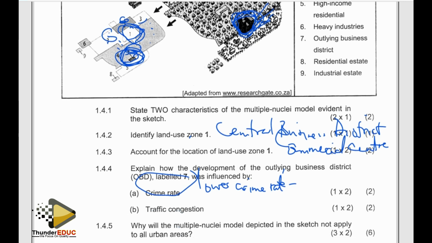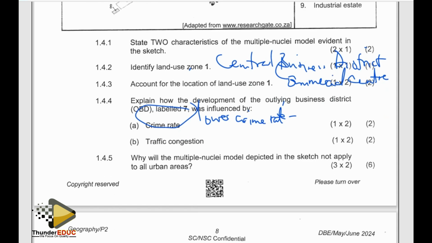And if we check also, let's go to traffic congestion. How do we relate traffic congestion to the development of this urban outlying business district? Here there is less traffic congestion. Why is it that there's less traffic congestion in the outlying business district? This has less traffic volume. Traffic volume is limited here.